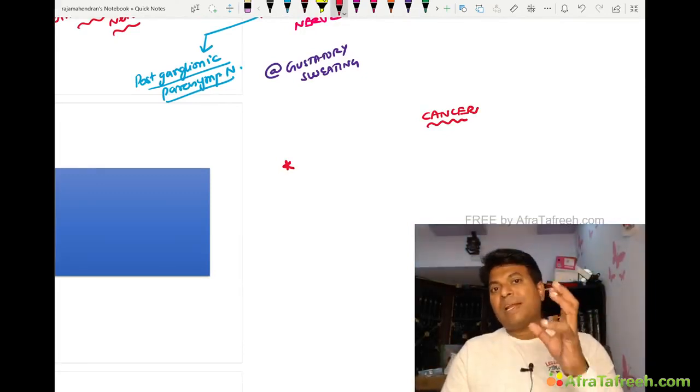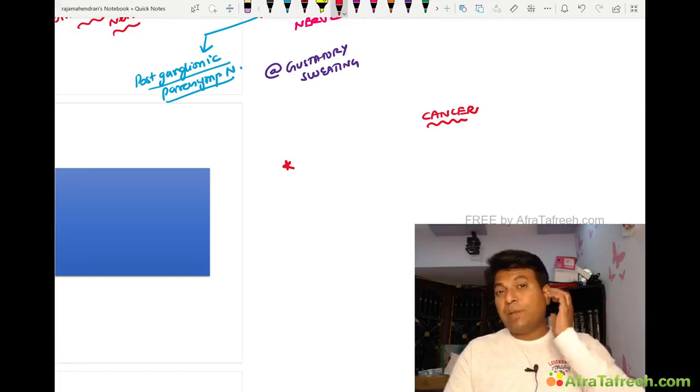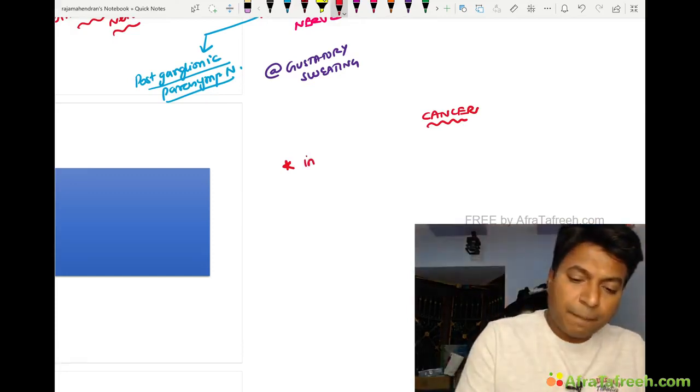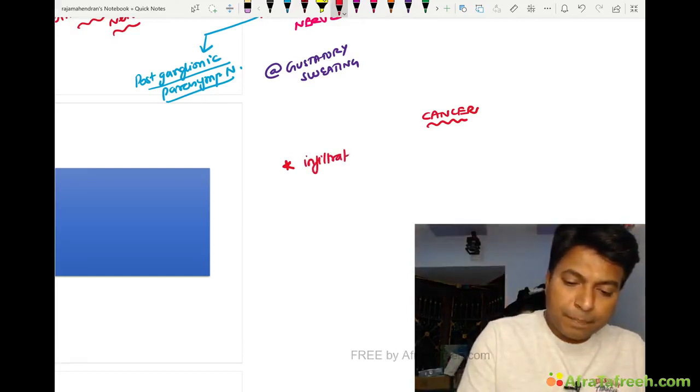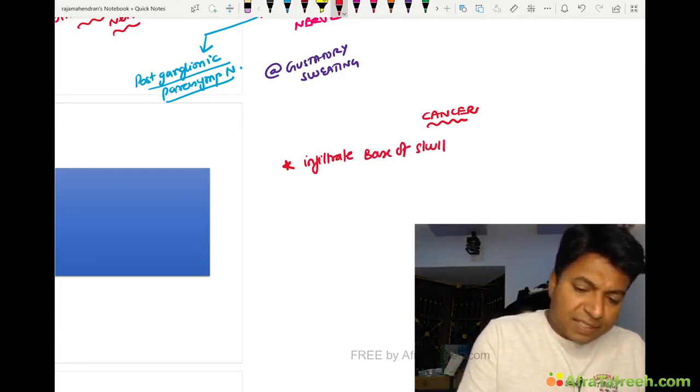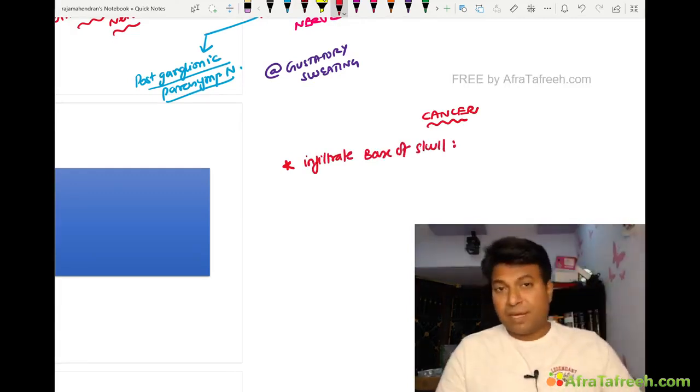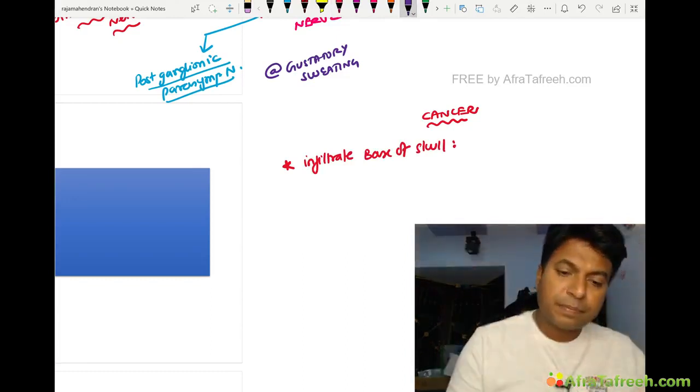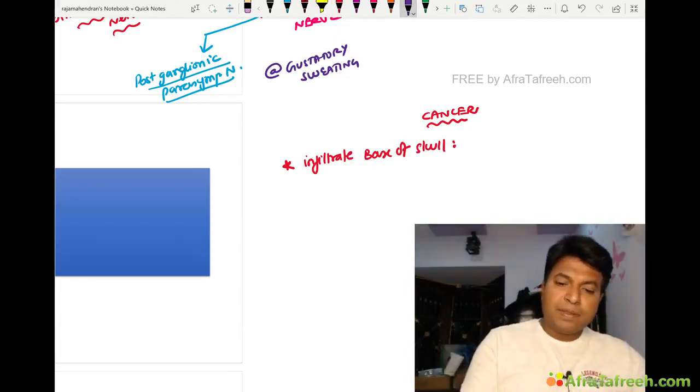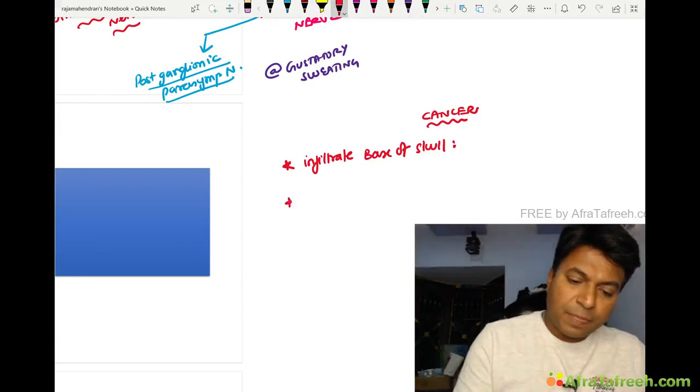Which parotid gland tumor can infiltrate to the base of skull? The parotid gland cancer which can infiltrate into the base of skull. What is it? Yes, anybody? This is one important question.